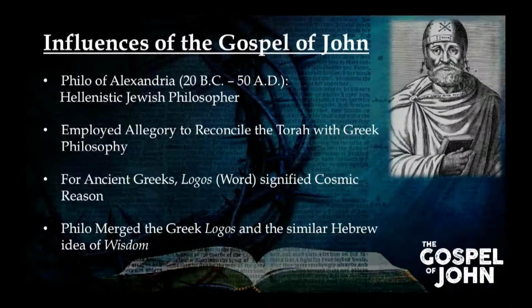Philo of Alexandria was a Hellenistic Jewish philosopher, which is a remarkable thing to be. Notice that he was born 20 years before the birth of Christ, and he died in 50 AD, about 20 years after the death of Christ. So his life nicely bookends the life of Jesus. And we know that he was a Jewish Hellenistic philosopher.